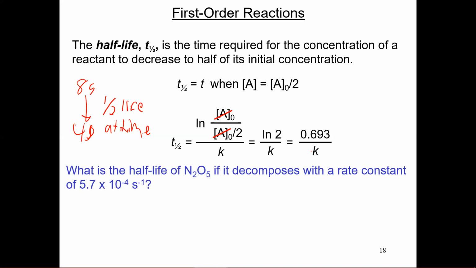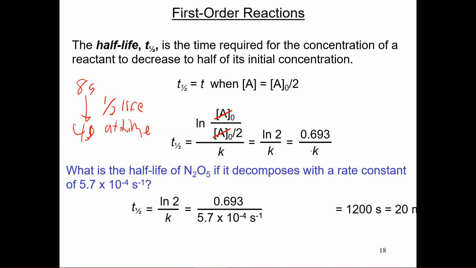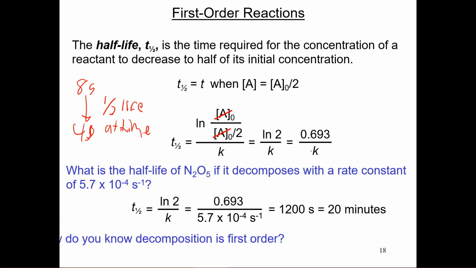What is the half-life of N2O5 if it decomposes at a rate constant of 5.7 times 10 to the minus 4? Well, again, you plug it in the equations. You plug the values into it, then you get 1200 seconds or 20 minutes. How do you know a decomposition is first order? Well, basically, it's by checking to see what the half-life would be. If it follows that equation, that's the half-life.